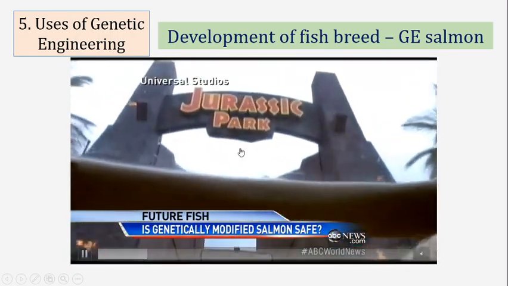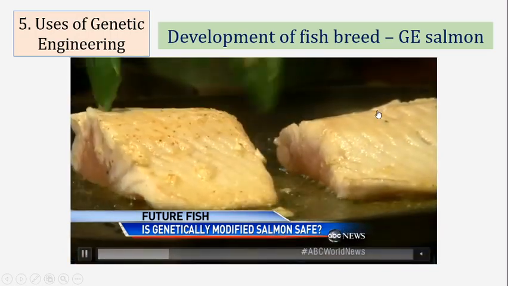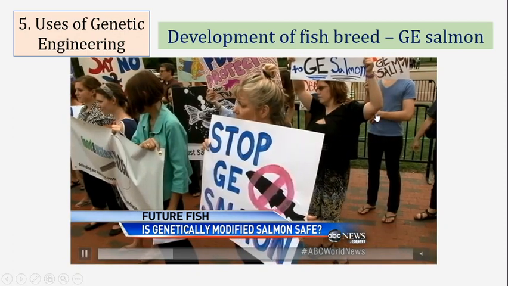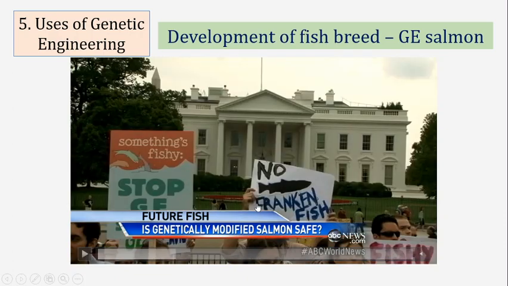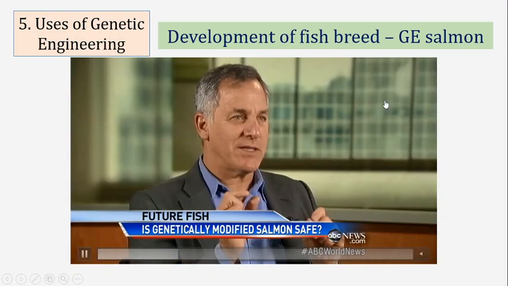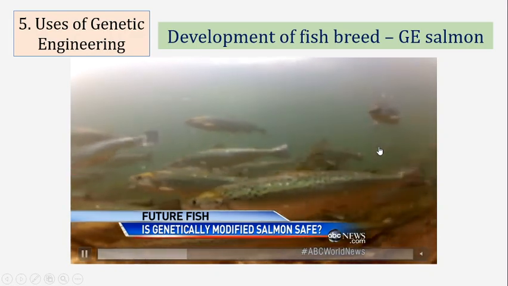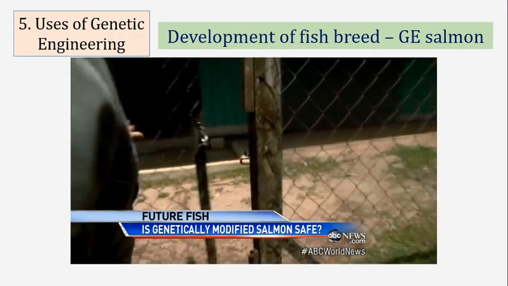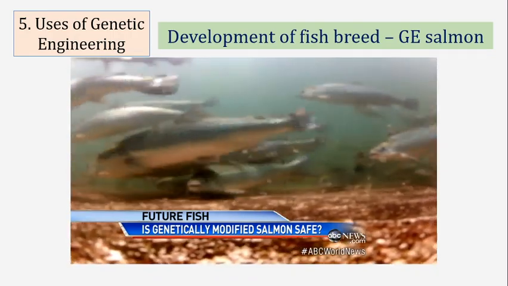So there is a TV report that shows the genetically engineered salmon. But there are some environmentalists who are opposing these genetically engineered salmon. They fear different damages or bad consequences from it. And this farm produces genetically engineered salmon.